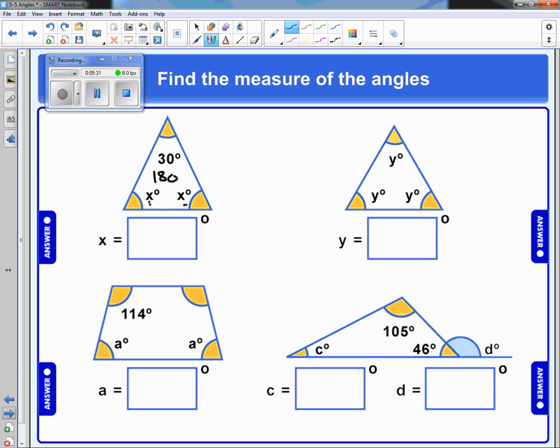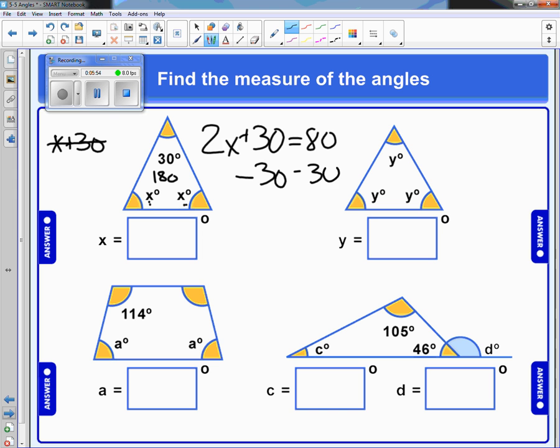X plus 30. Okay. Julia. X plus 30. Good. 2x plus 30 equals 180. Okay, now, how can I solve for that? Elizabeth, subtract 30 from both sides and then divide the left side.